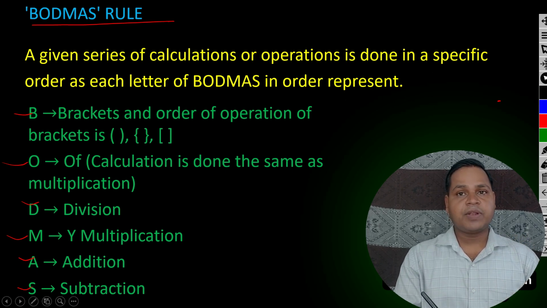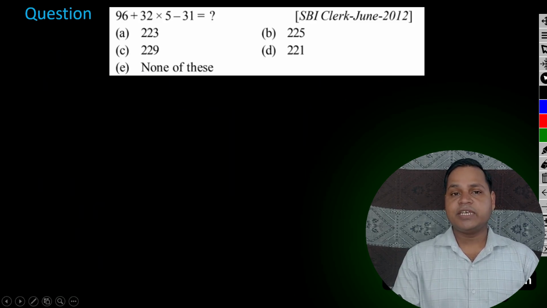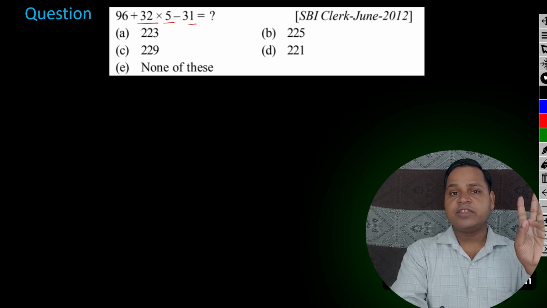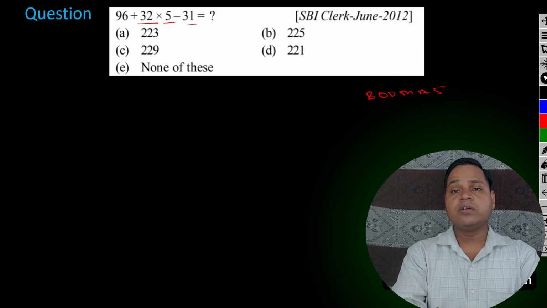So now let's start some examples and clear the concept. Here we see the first example. This is the question: 96, 32, 5 and 31. Here you see there are three types of operation: plus, multiplication and subtraction. So we first discuss the BODMAS rule. According to the BODMAS rule, first we operate multiplication, after that we operate addition, and last subtraction.